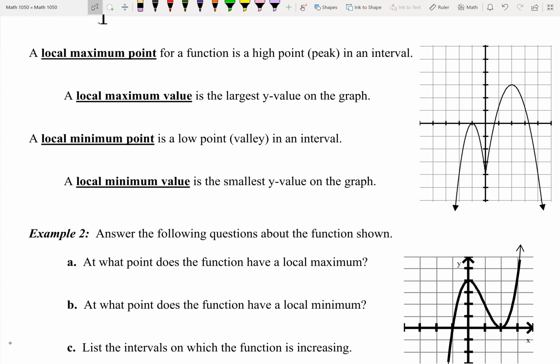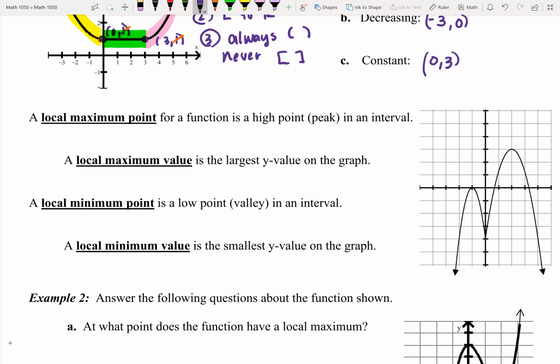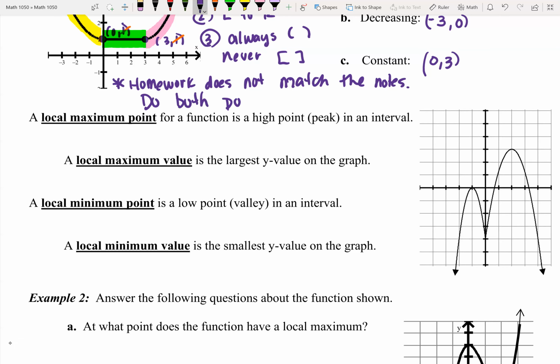I want you to listen before we start this. Maybe put a little asterisk right here and write down that the homework does not match the notes. And then I want you to write down, do both point and value on homework. I'll explain what that means in a second, but it's important that you understand this. You're going to get confused when you do your homework, okay?